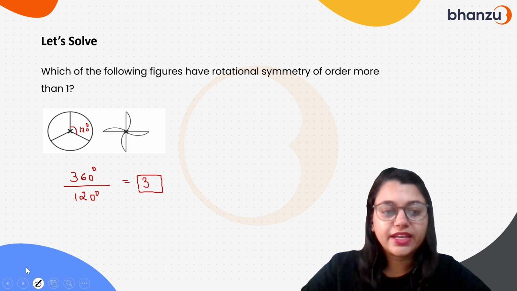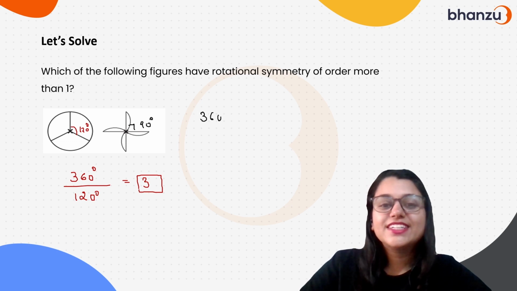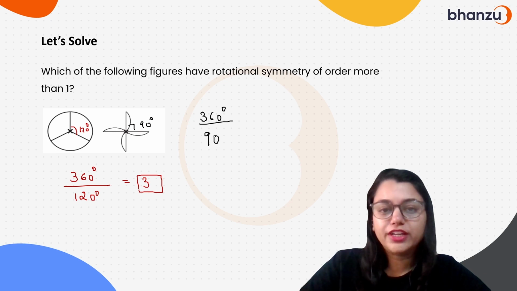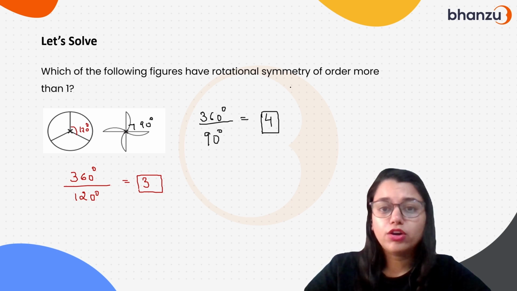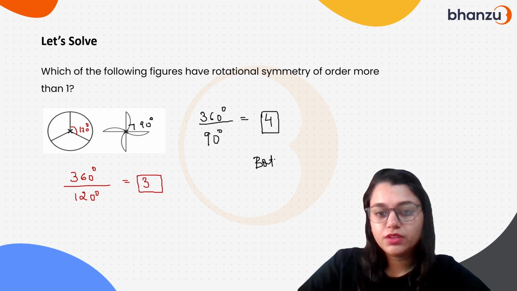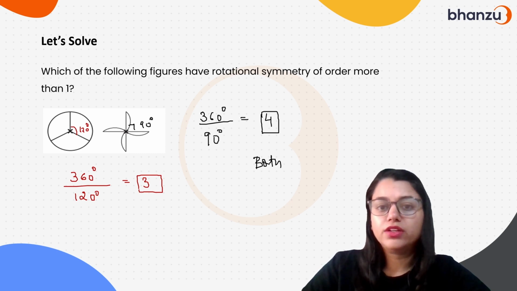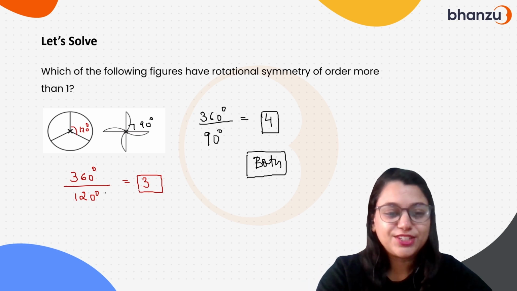Similarly, if you look at the second figure, you can find the angle of rotation as 90 degrees. So how will we find the order of rotational symmetry? Again, we will use the same formula, 360 degrees divided by the angle of rotation 90 degrees, which will give us the answer 4. That is the order of rotational symmetry here. So in both cases, the order of rotational symmetry is more than 1. So what is our answer here? Both. Because in both figures, we have order more than 1. Understood? Wonderful. Let's solve the next question now.